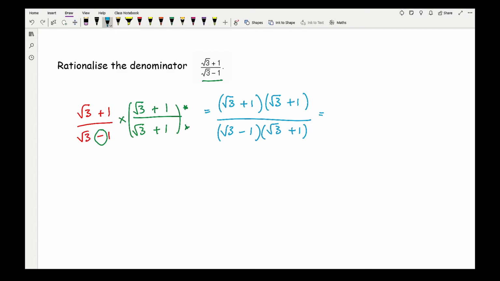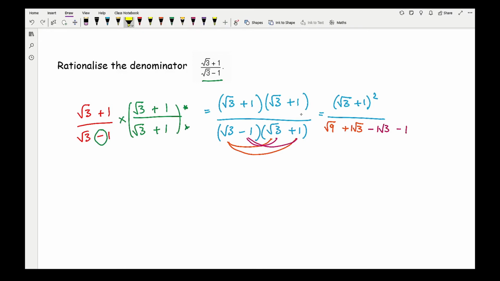Now, again, we're not bothered about the numerator. One thing you might notice is that we've got two of the same thing here, so I could write this as root 3 plus 1 squared, which is absolutely fine because all we're focusing on is that bottom denominator. Going through my loops, I've got root 3 times root 3, which is root 9. I've got root 3 times positive 1, which is plus 1 root 3. I've then got minus 1 times root 3, which is minus 1 root 3. And then I've got minus 1 times positive 1, which is minus 1.